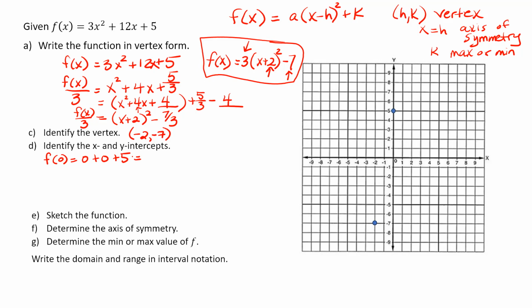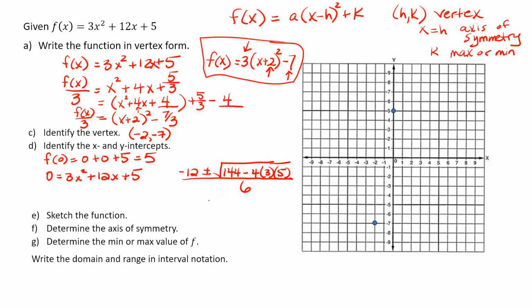And then the x-intercepts are going to be when this function equals 0. So 0 equals 3x squared plus 12x plus 5. So x equals -12 plus or minus the square root of 144 minus 4ac, all over 2a, which is 6.